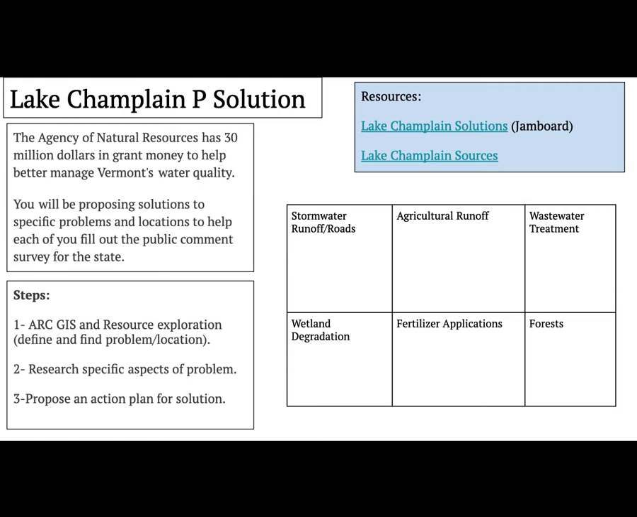So our goal for the next couple days is to help the Agency of Natural Resources, which has an open public forum right now, for how they should spend $30 million in grant money to help better manage Vermont's water quality.